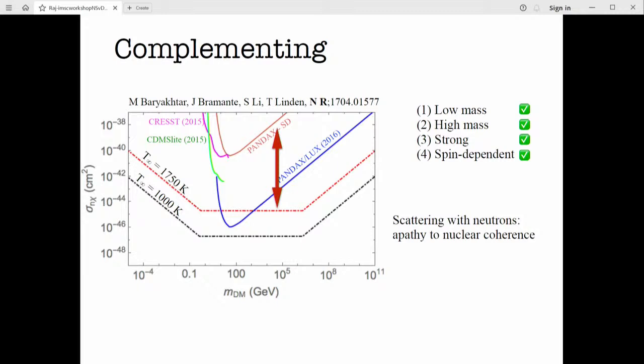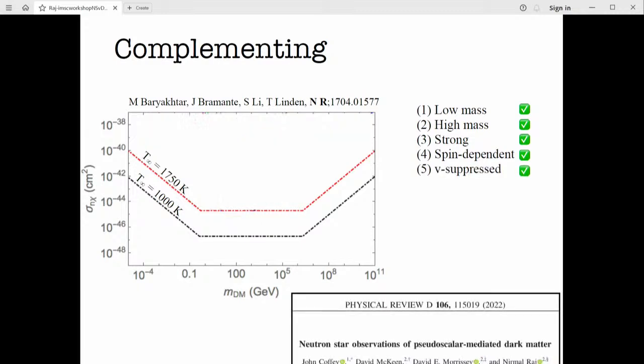Maybe I'm not showing the spin-dependent cross-section here. Sorry, the spin-dependent cross-section is actually weaker than what I'm showing here. But for neutron stars, you don't really care because you are scattering directly on nucleons, not on nuclei. So what you see is what you get, and that's why you can always do better than spin-dependent direct detection exclusions.